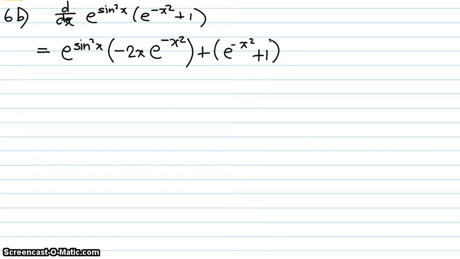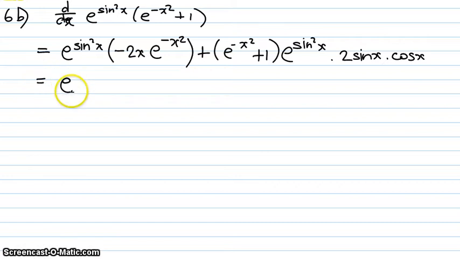Times, so differentiate e, you still get e to the sine squared x. Differentiate sine squared, the 2 comes down the front, keep the inside constant, decrease the power by 1, so we get sine x to the power of 1. Differentiate sine x, you get cosine x. So this is what you get. Right, so what can we do with it?